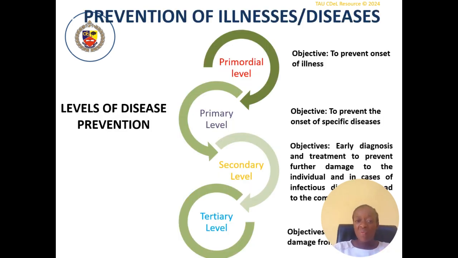Then we have the prevention of illness or diseases. These are usually in levels. Disease prevention is in levels. We have the primordial level, whose objective is to prevent the onset of illness. The primary level is to prevent the onset of specific diseases. The secondary level is to discover for early diagnosis and treatment or to prevent further damage to an individual. Then we have the tertiary level to prevent further damage that will arise from a particular disease.